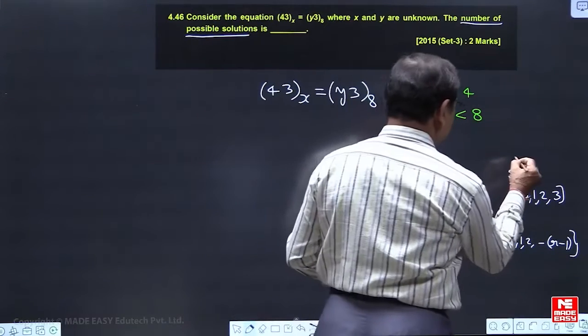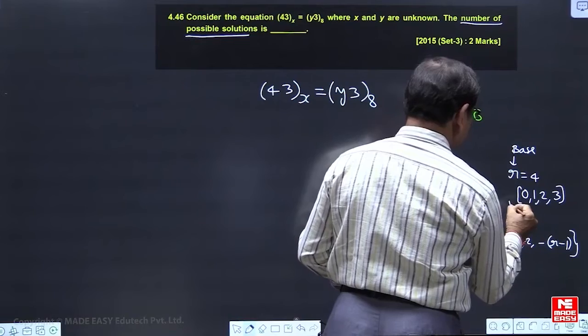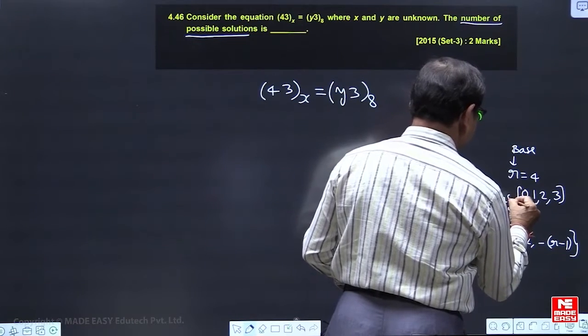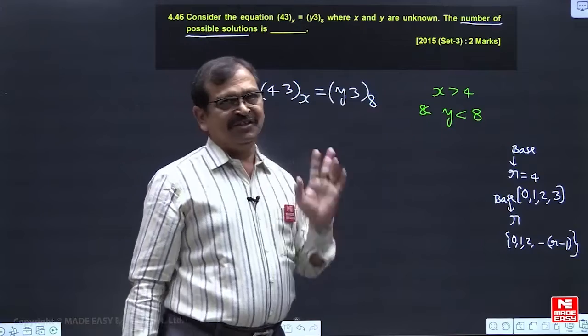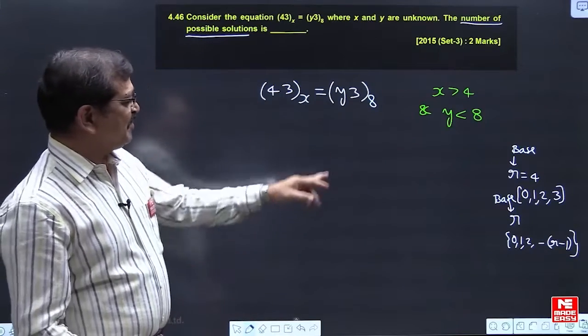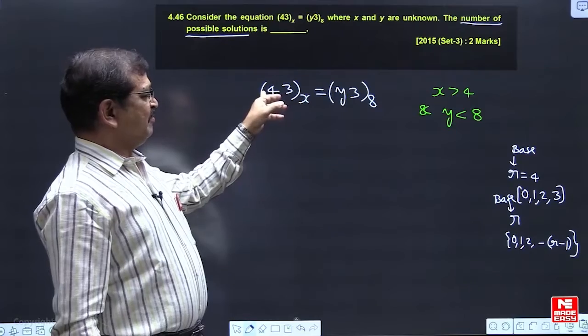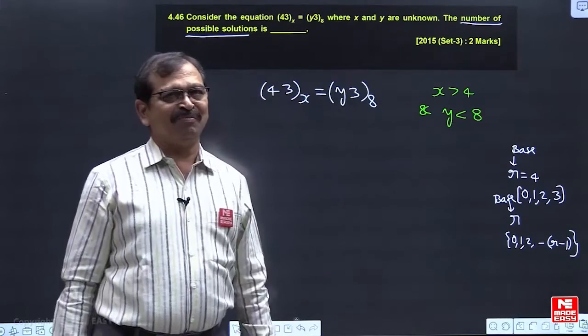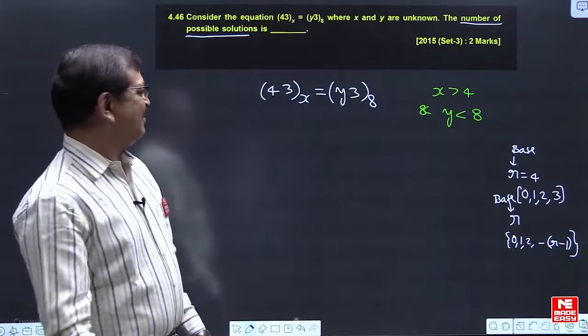So this is the base we are talking about here, the radix or base, so y must be less than 8. And with the same knowledge, the x we get for the number system must be greater than 4. Having this knowledge, you have to proceed further.